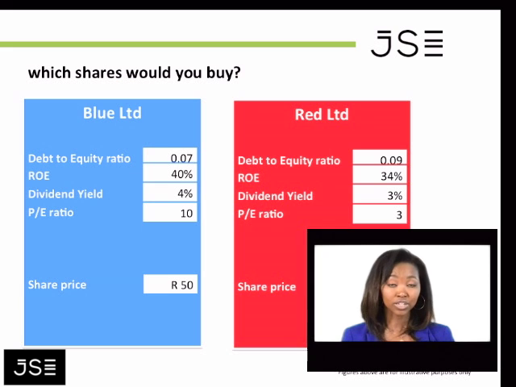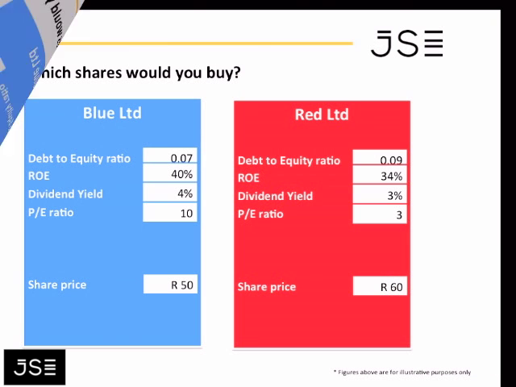So in the ideal situation, you want a very low PE ratio and high earnings per share. And that brings us to the end of this module and the end of this topic.